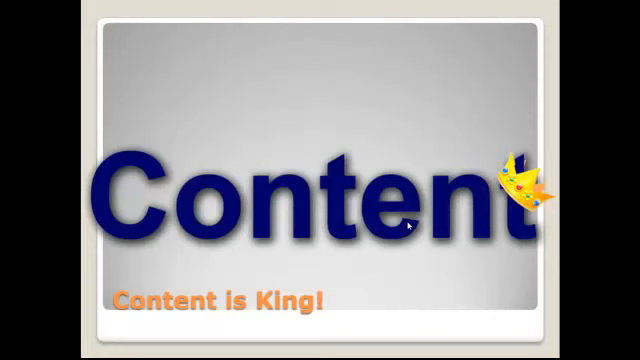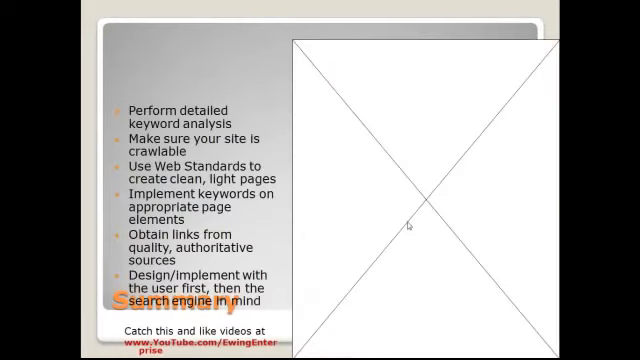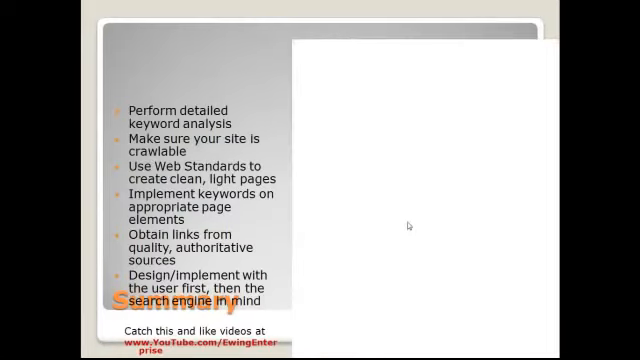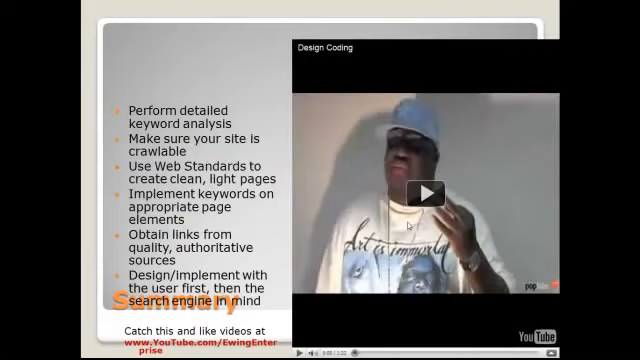So the next subject is content, and content is king. Performing a detailed analysis on keywords, making sure your site is crawlable, using web standards to create clean, light pages, implementing keywords on appropriate page elements, obtaining links from quality authoritative sources, and designing and implementing with the users first, then the search engines second.